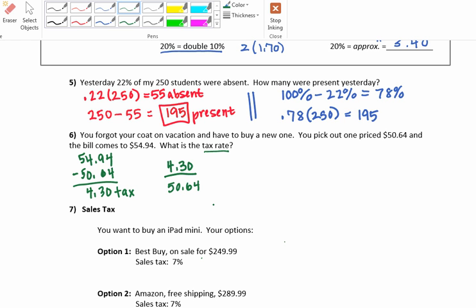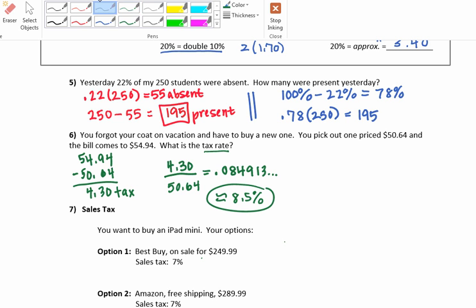So 4.3 divided by 50.64, and I end up with 0.084913, etc. Okay, so it's approximately 8.5% is our tax rate.